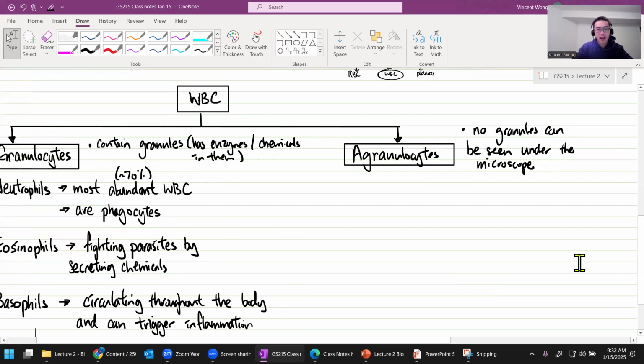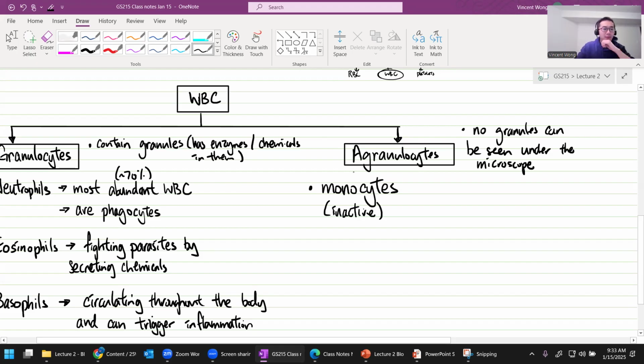Agranulocytes do not have granules that are visible under the microscope. Can't see them. And we have monocytes. Monocytes, you can think of them as inactive.